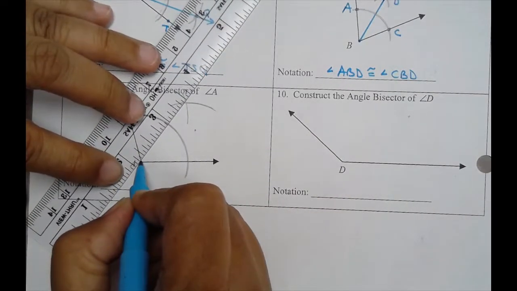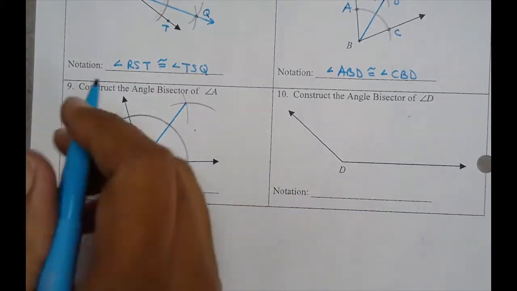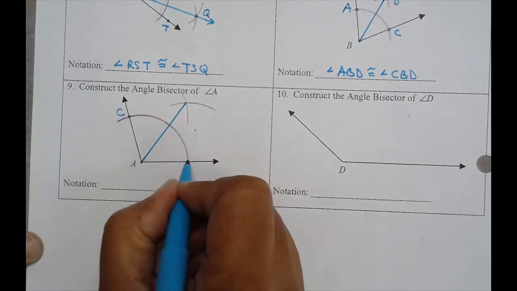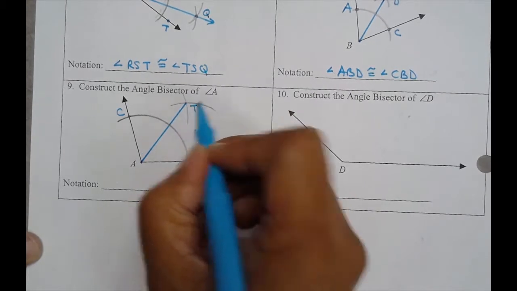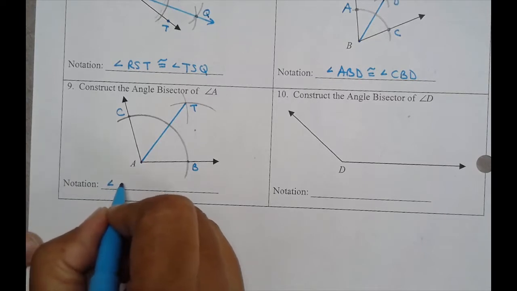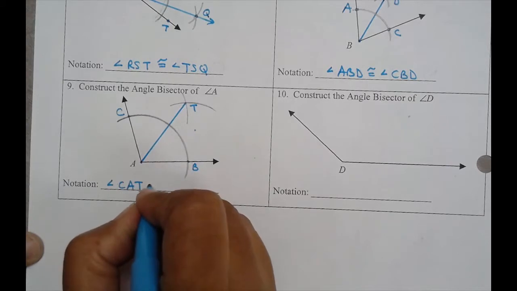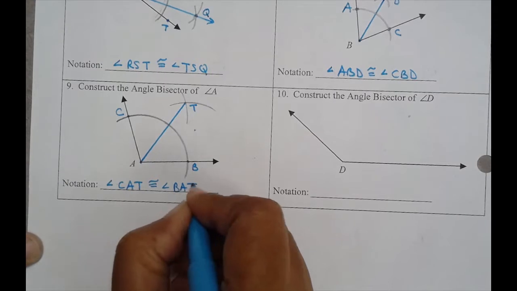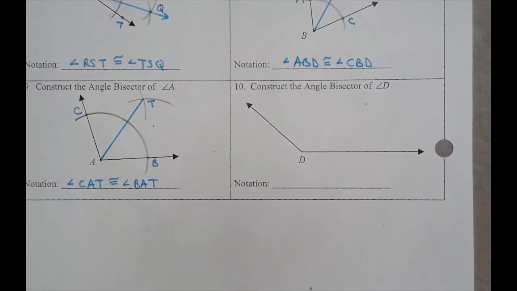And now I can draw, and we'll do a segment this time. Okay. So let's let this be letter C, A, and B. And let's let this one be the letter T. Okay. So notation, we have angle CAT is congruent to angle BAT. And go ahead and try number 10 on your own. Go ahead and pause the video.